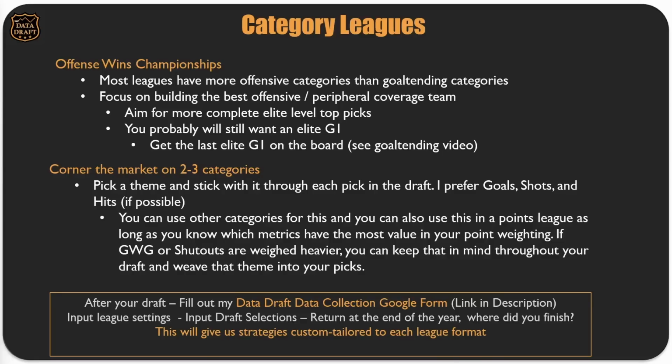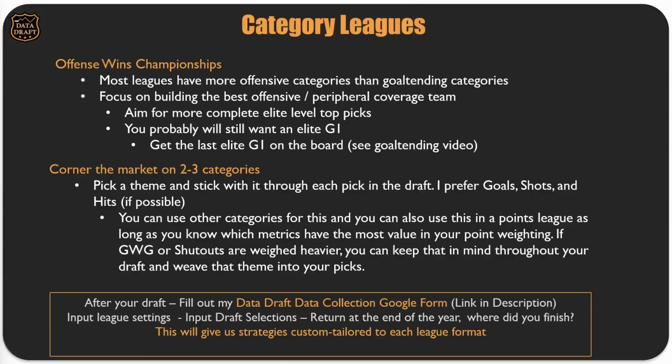But you also still probably want an elite G1, and we'll get to that in the goaltending section of this video, and you can find it in the goaltending video. The list of elite G1s is about 9 to 11 players deep. And you're going to want to draft the last one available on the board. So that's going to give you the best value in terms of ADP, and you're still going to get a reliable starting goaltender who's going to give you that games played volume and that elite performance that you're looking for.